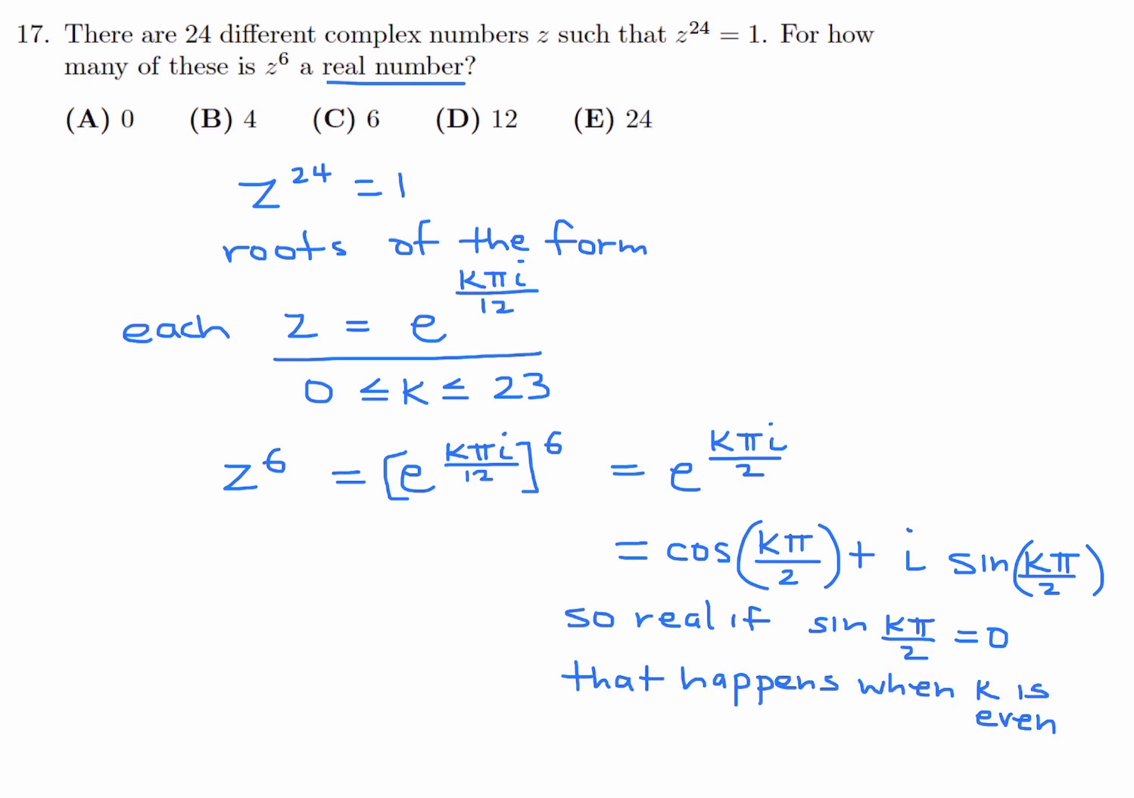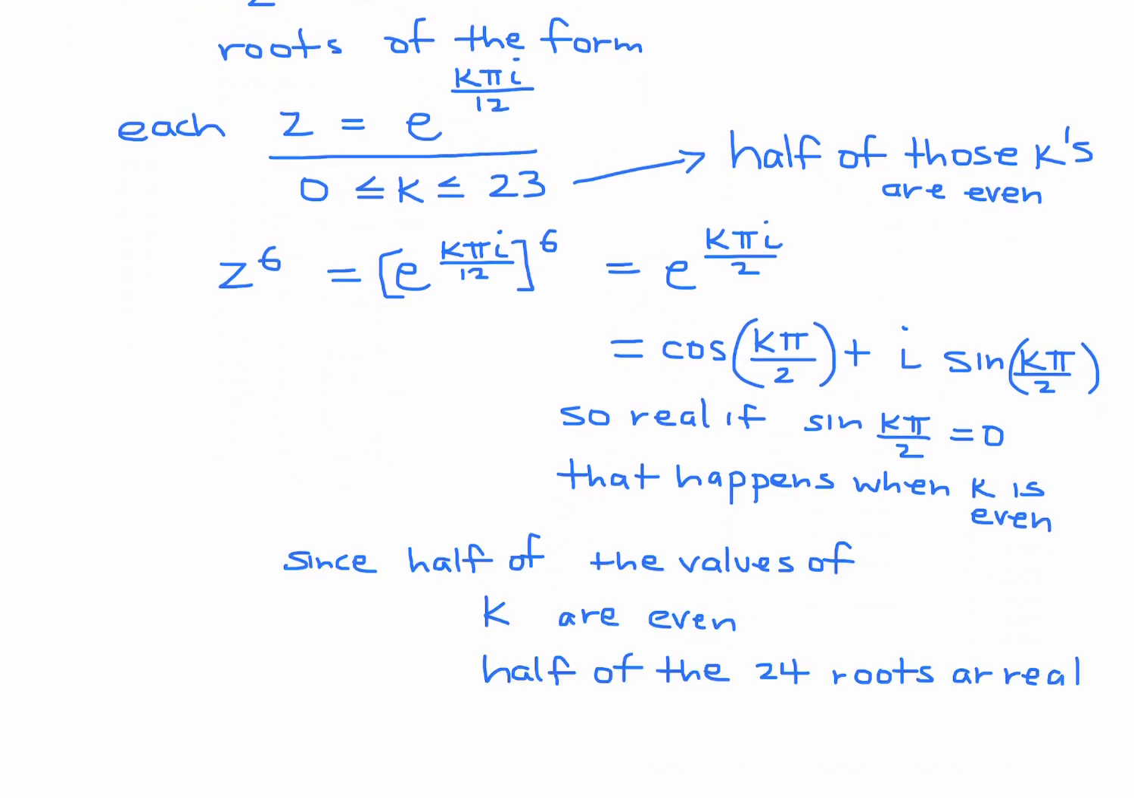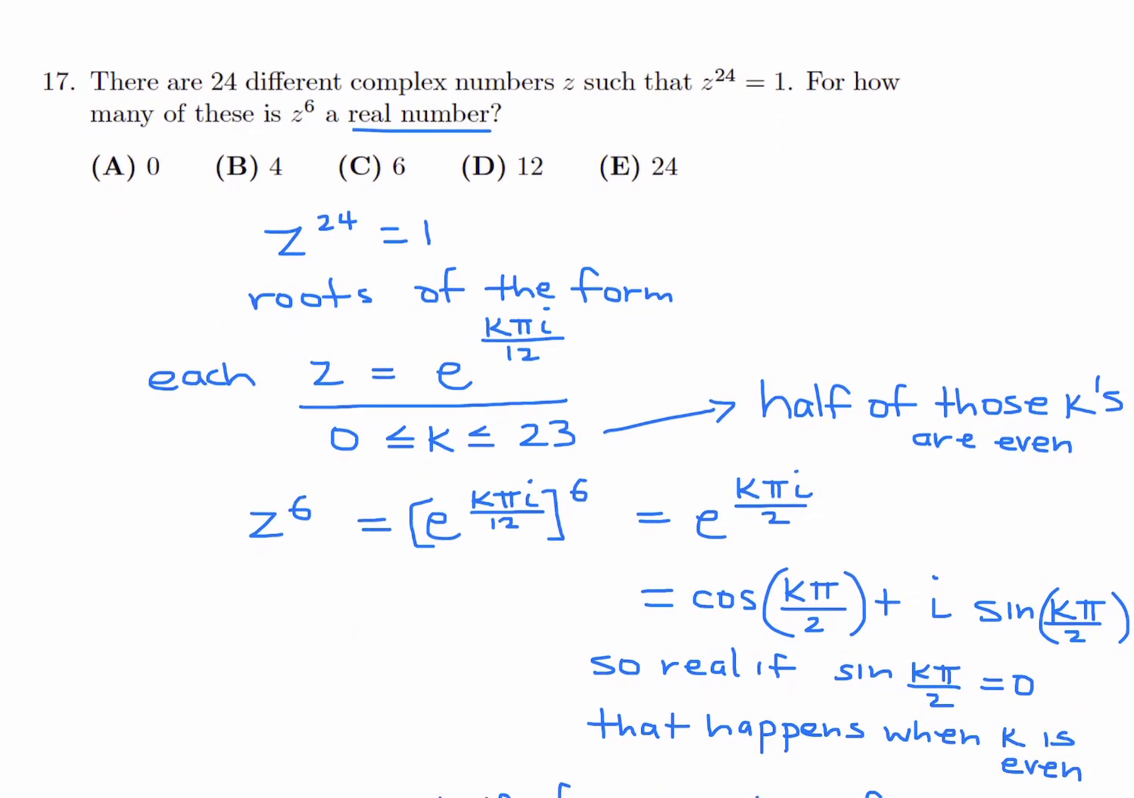when k is even. So if we look at k between 0 and 23, half of those k's are even. So half of those 24 are even, and half of 24 is 12. Since half of the values of k are even, half of the 24 roots are real. And half of 24 is 12. So 12 are real, and therefore number 17, the answer is D.